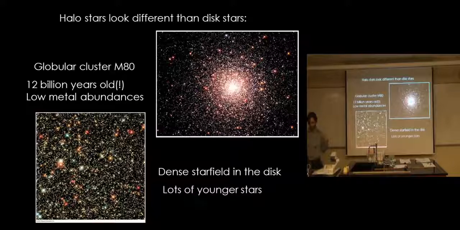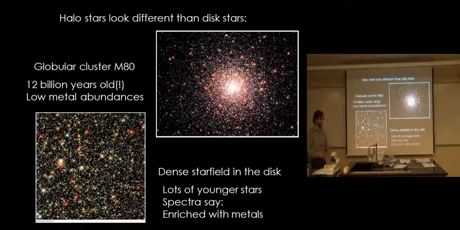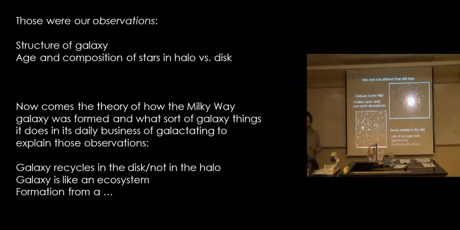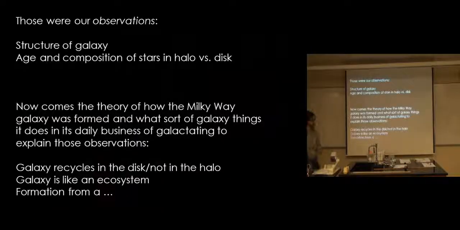Conversely, in the disk, you would see star fields, lots of blue stars, therefore younger, and then spectra say that they're totally enriched with metals. So a random star from the disk and a random star from the halo would probably be remarkably different. So those are the observations. Now the question is, how do we weave this all into some story about how this was formed and what it's doing? And this is the story that explains everything.